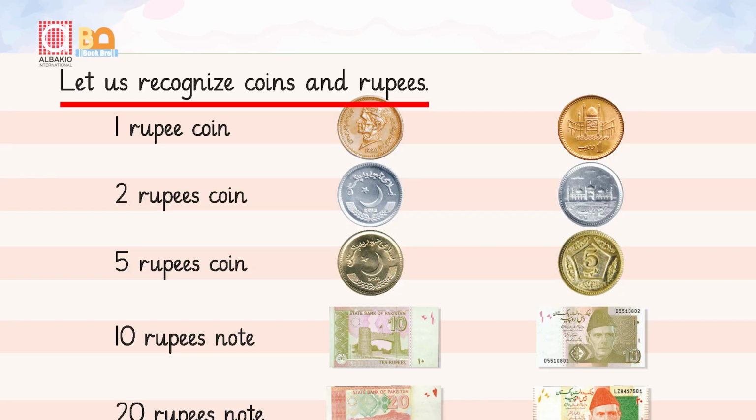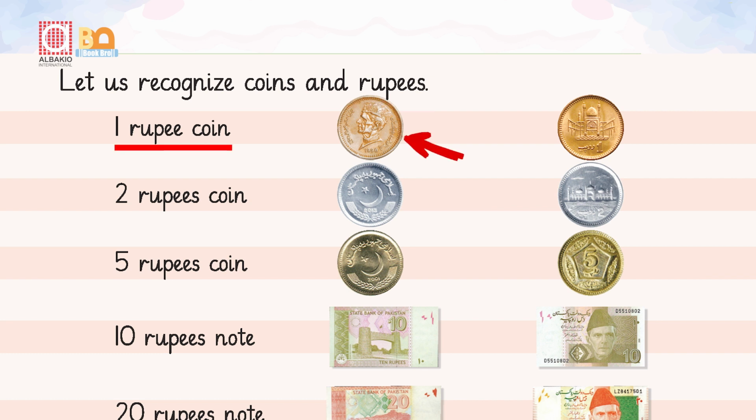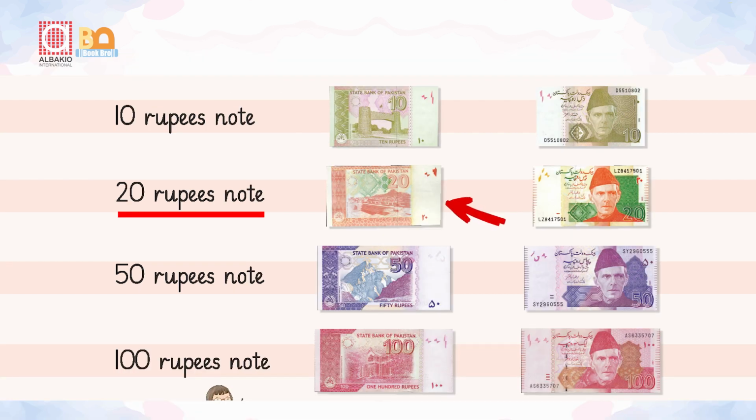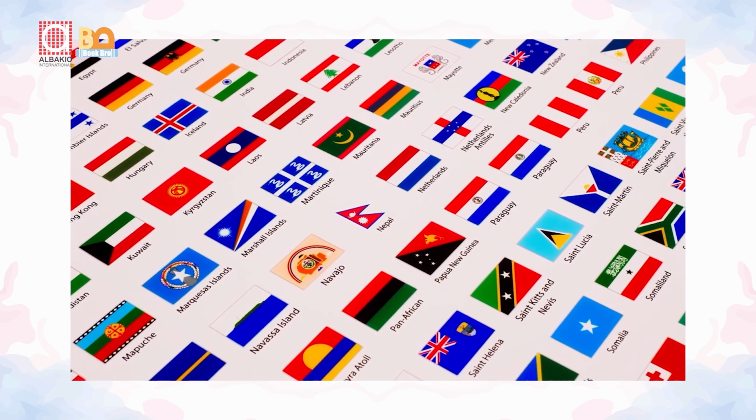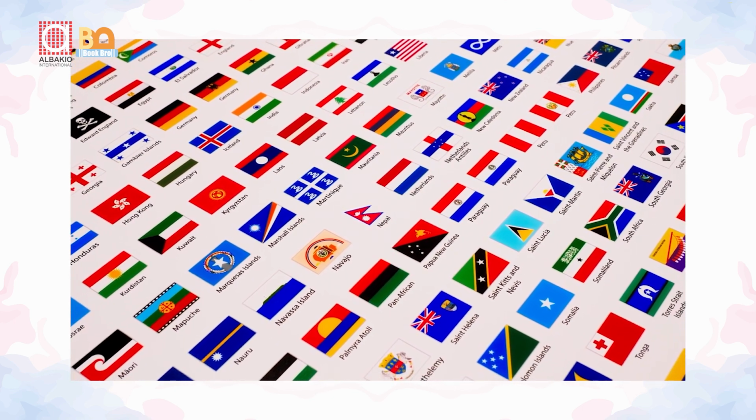Alhamdulillah, today we are having money with us. And with this money, we can buy anything easily. Time to recognize coins and rupees. This is 1 rupee coin, 2 rupees coin, 5 rupees coin, 10 rupees note, 20 rupees note, 50 rupees note, and 100 rupees note. Remember, all the countries have their own currencies.